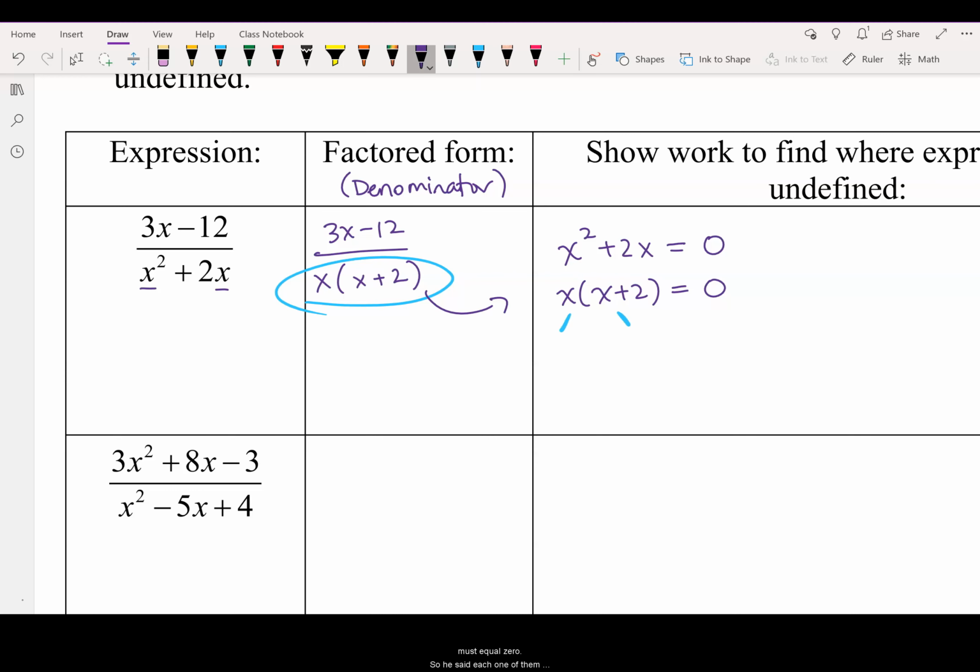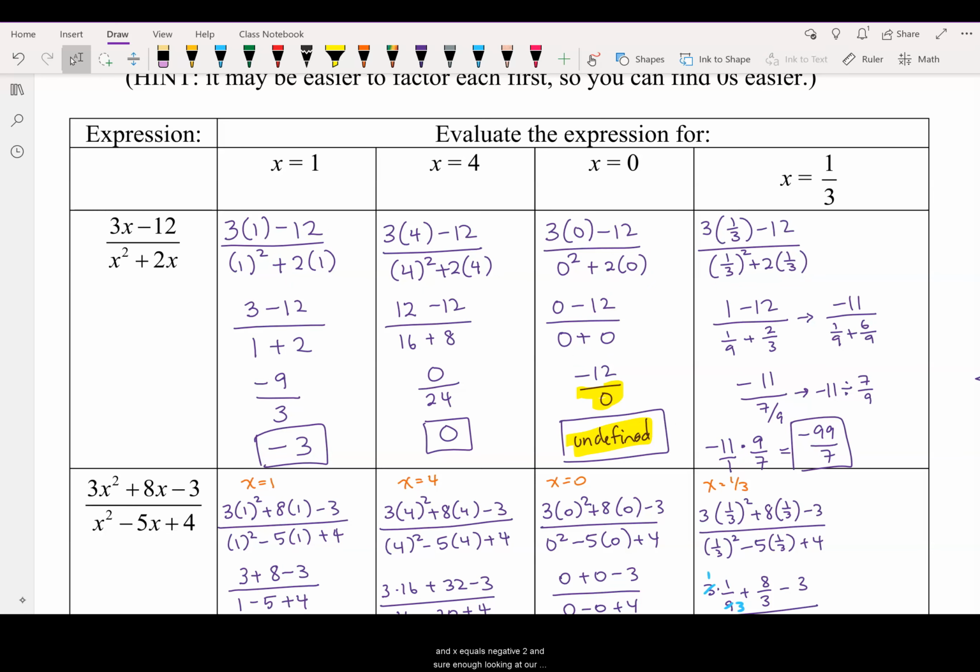So we set each one of them equal to 0: x equals 0, x plus 2 equals 0. And then if we need to, we solve for x. This one's already solved, x equals 0. In the second one, we can subtract 2 from both sides to eliminate the plus 2 on the left and get x by itself, and we get x equals negative 2. So we have two answers where this particular rational expression is undefined. It's undefined when x equals 0 and x equals negative 2. And sure enough, looking at our previous example, x equals 0 caused that rational expression to be undefined. We did not test negative 2, so we didn't see it right away.